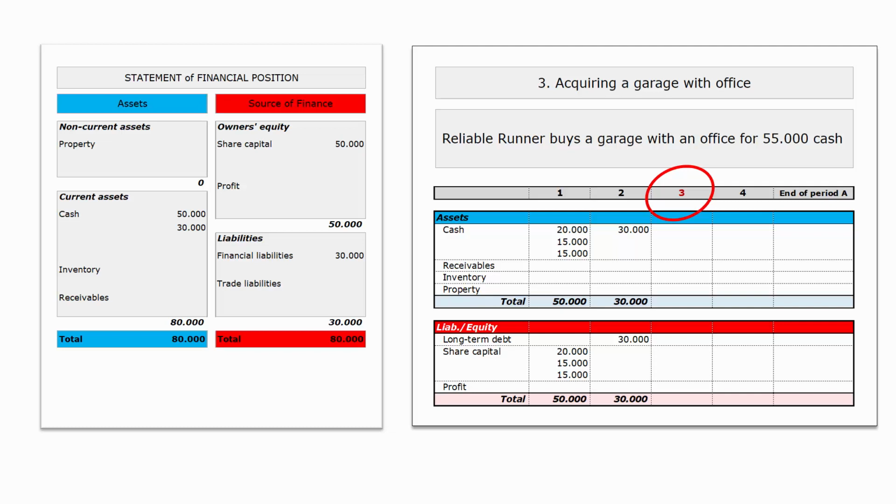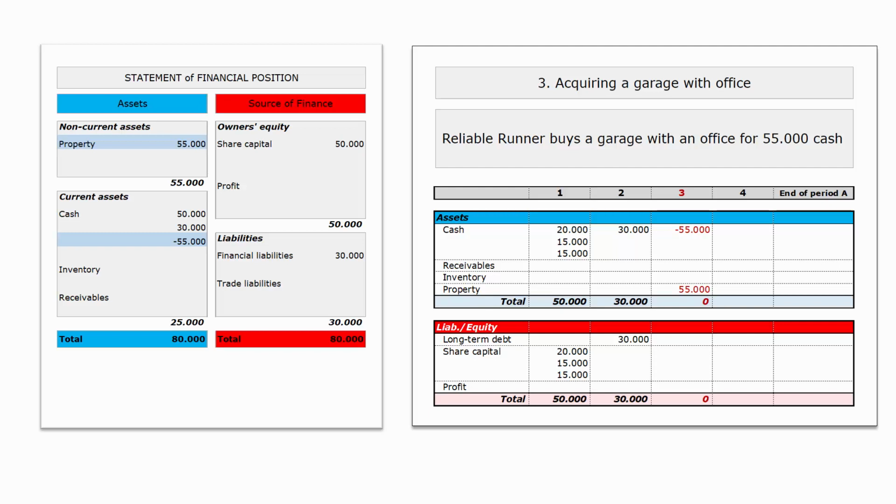Next, the friends acquire a garage with an office for €55,000 in cash. Until now, we've been looking at transactions that have affected both sides of the balance sheet equation, but this new transaction will affect one side only. In fact, the company is exchanging one asset, cash, for another asset, property. The total value of the company's resources will remain the same, but the way the value is categorized will be different. So, this transaction will not affect the financing side of the spreadsheet.